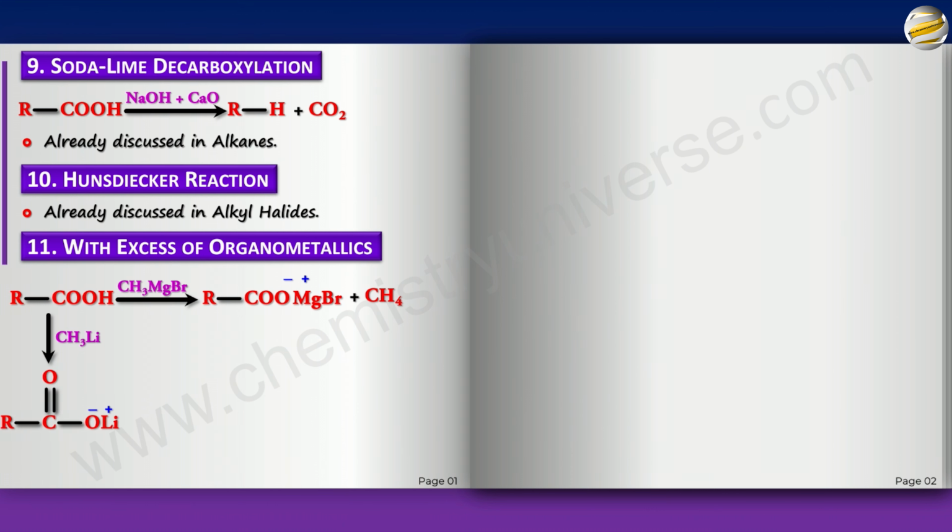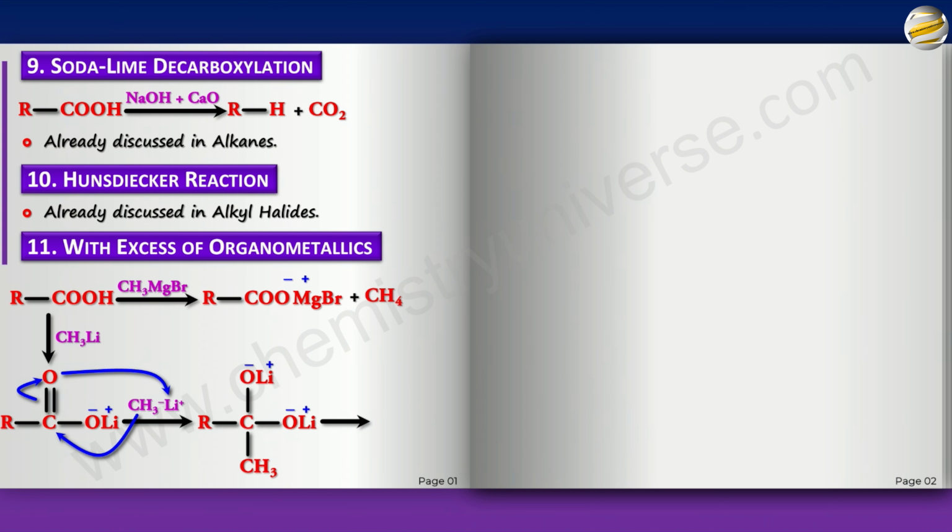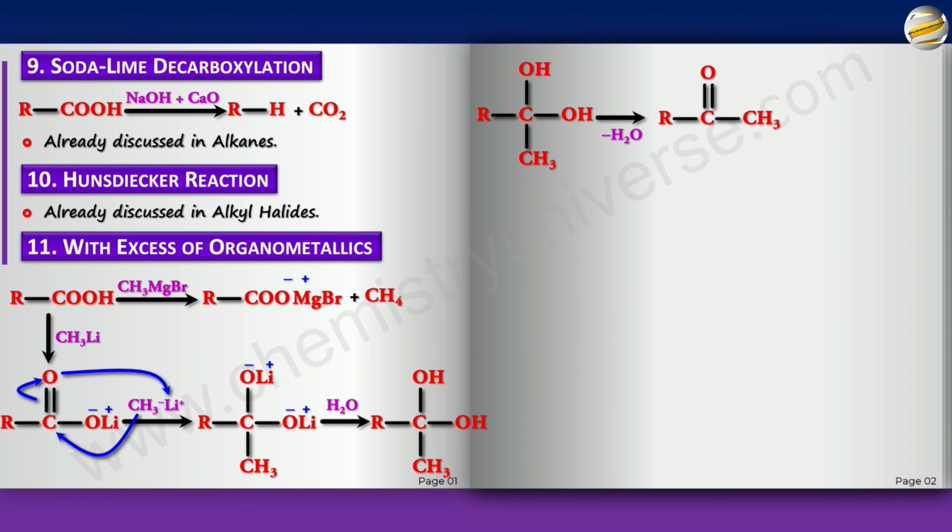But if you take excess of CH3Li, this one will again attack this weakly electrophilic carbon, despite the O minus that makes it less electrophilic. This is highly reactive CH3 minus. The pi bond shifts to O and you get the dilithium salt here. And when you add water, it becomes OH and they will together leave as water and you will get the ketone here. So this is what happens with excess of organometallics.